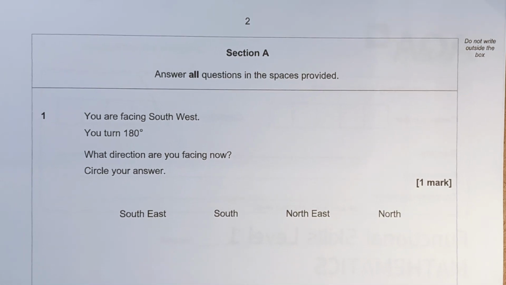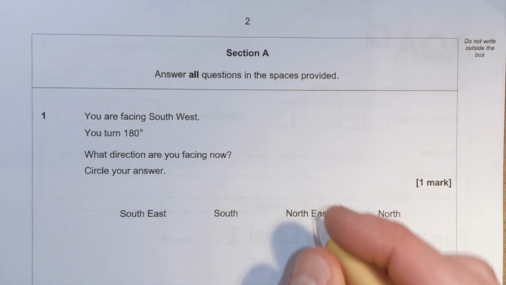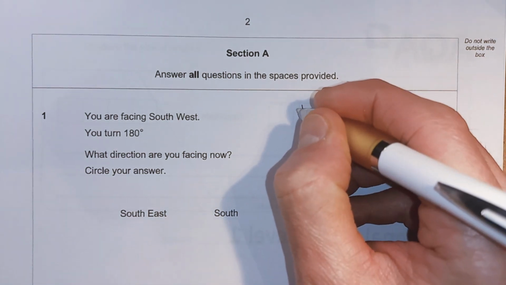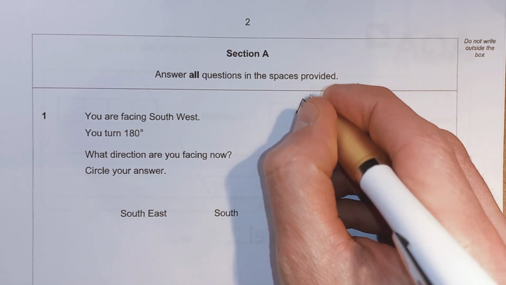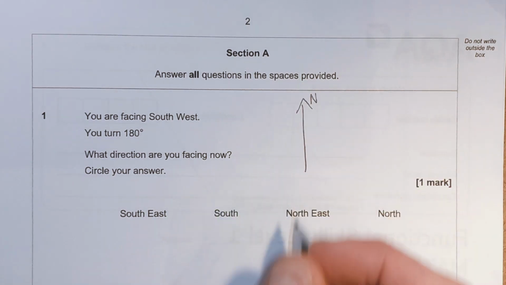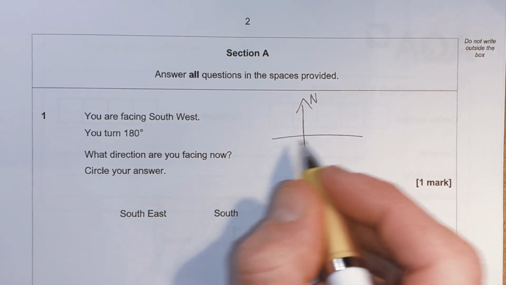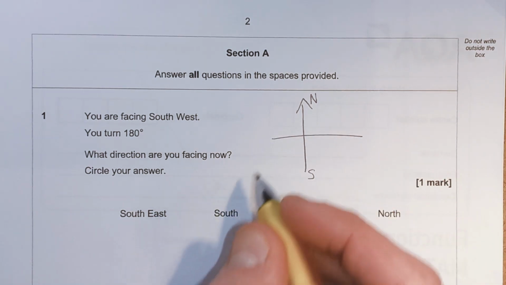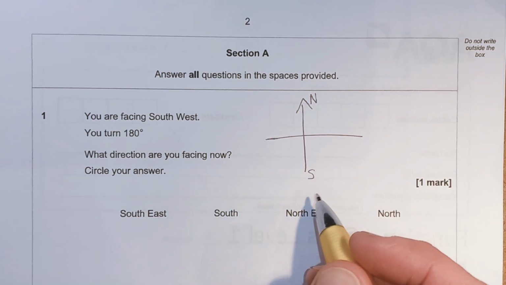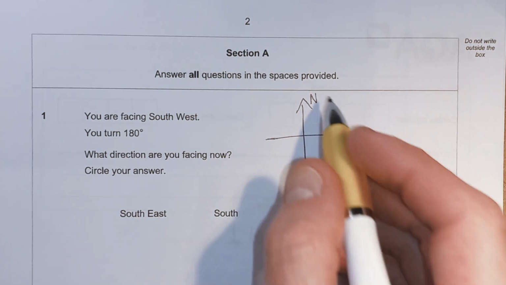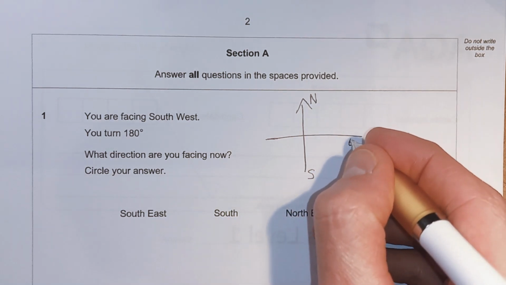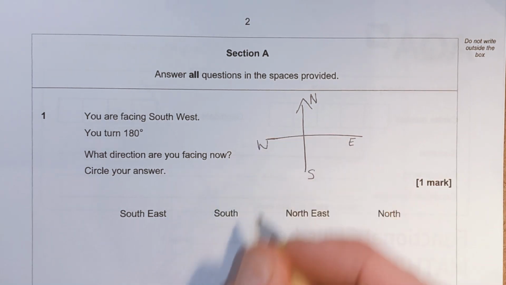Question 1. You are facing southwest. You turn 180 degrees. What direction are you facing now? Circle your answer. Okay, let's do our compass directions. Always good to think north is pointing up, the opposite of north is south. Then we need to fit the other two directions on. If you remember the little rhyme, never eat shredded wheat. So we've got north, east, south, west.